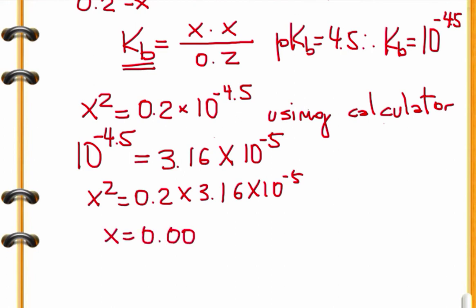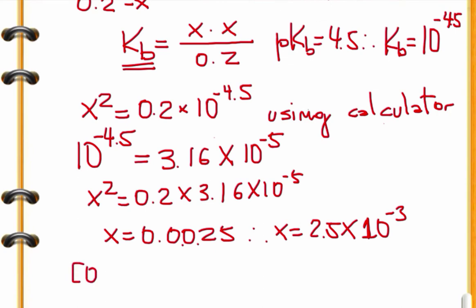So all at once, we calculate X, which equals 0.0025. In other words, X equals 2.5 times 10 to the power of negative 3. That's X. That's the concentration of hydroxide, 2.5 times 10 to the power of negative 3.